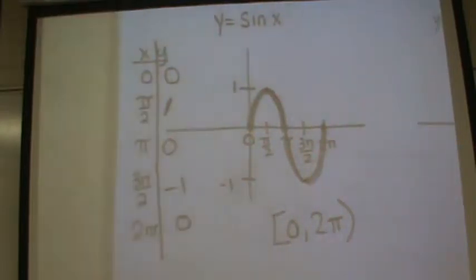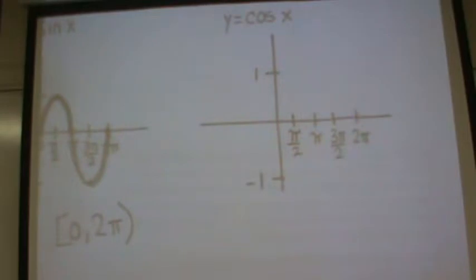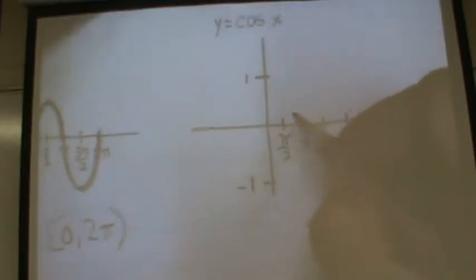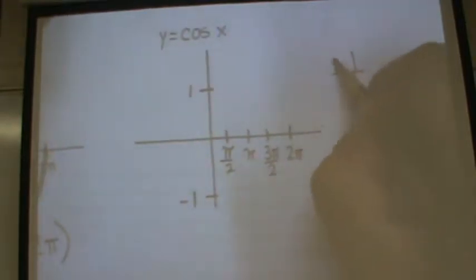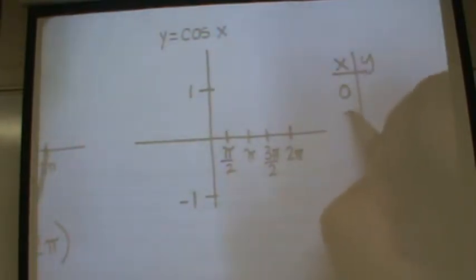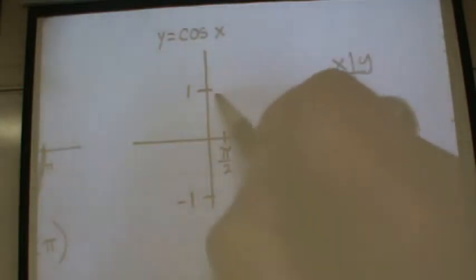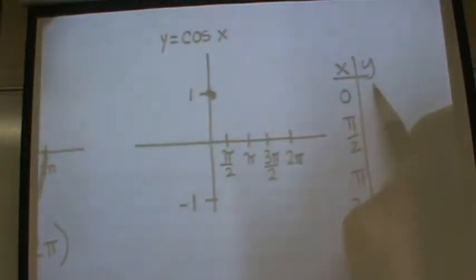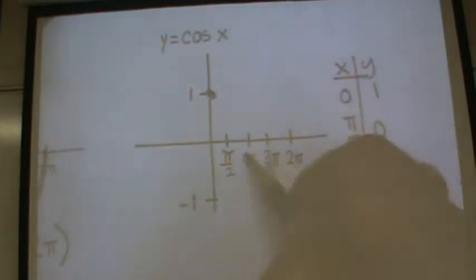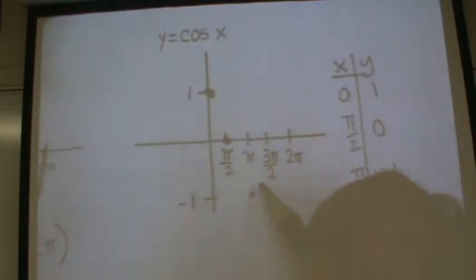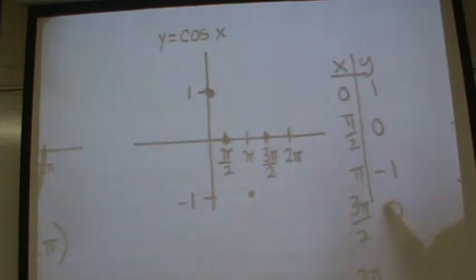Now, without going and redoing everything, do you guys remember the ratios for the cosine? What was the first one? At 0, pi over 2, pi, 3 pi over 2, and 2 pi. Do you remember what it was for 0? 1. Do you remember what it was for pi over 2? It was 0. For pi, what was it? Negative 1. 3 pi over 2 was 0, and 2 pi was 1.